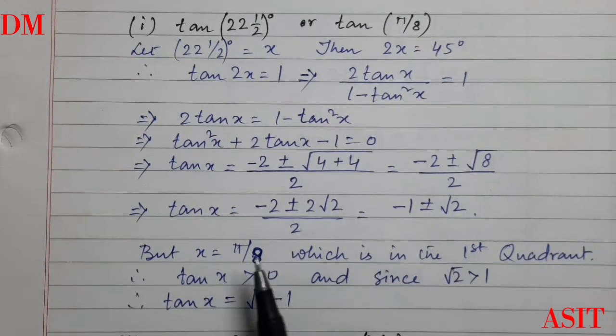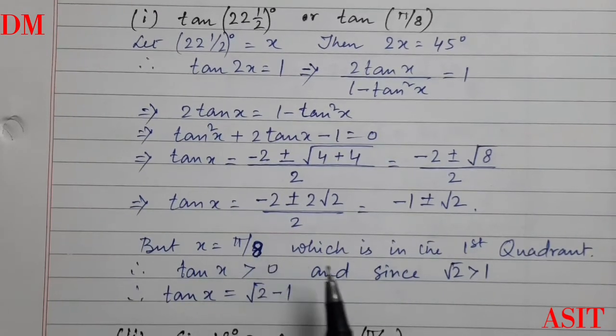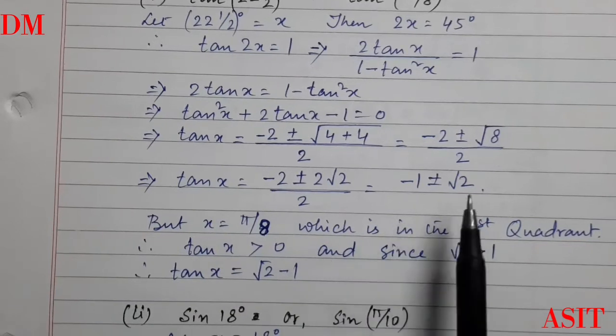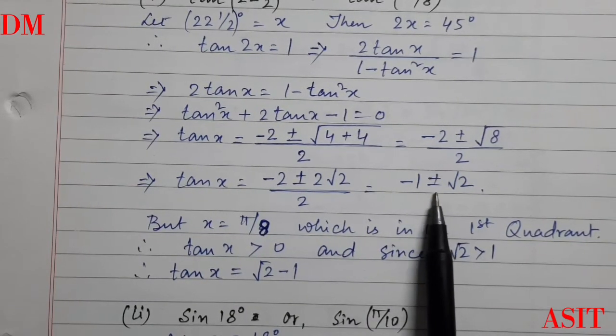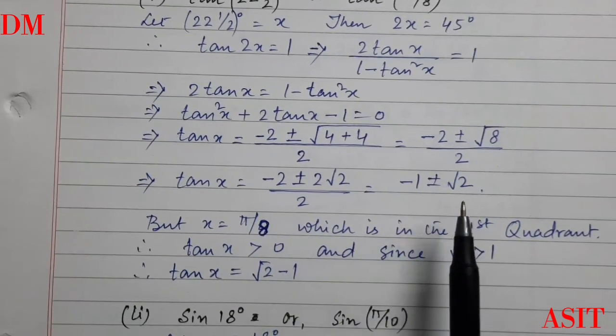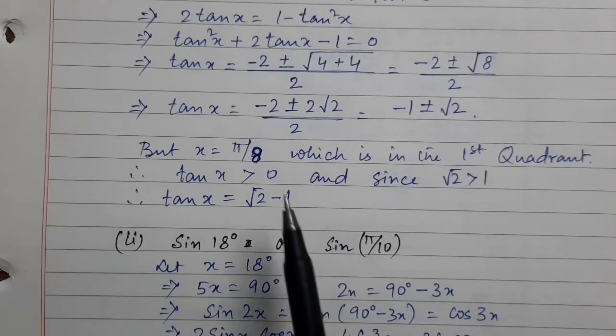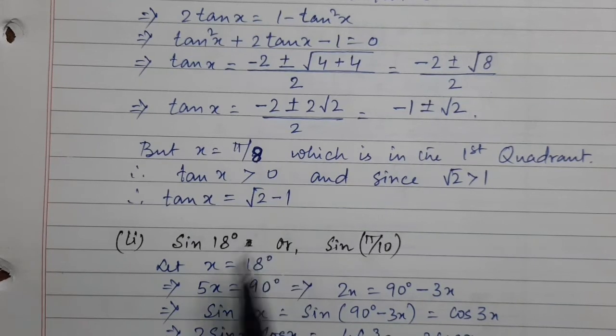Now pi by 8 is in the first quadrant, and in the first quadrant tan x is positive. So therefore we cannot take negative sign. It will be plus. So it will be root 2 minus 1. Therefore the value of tan x is root 2 minus 1.